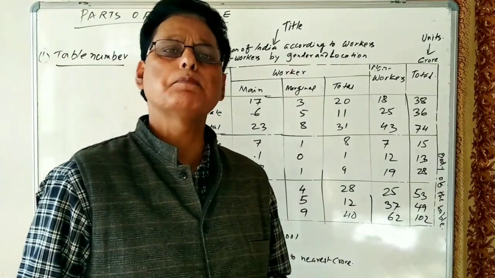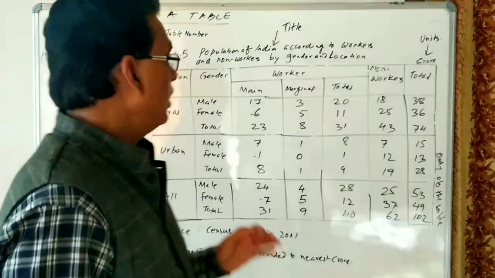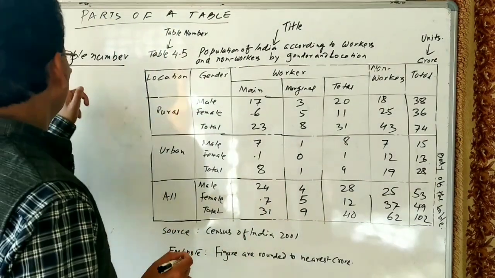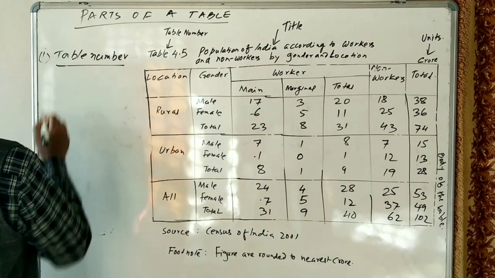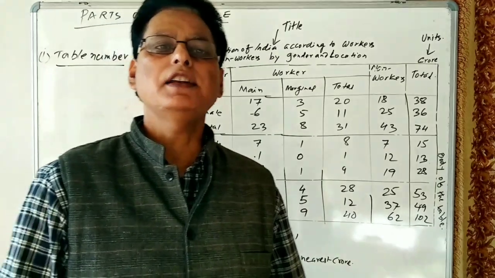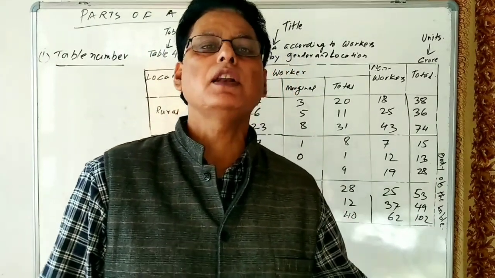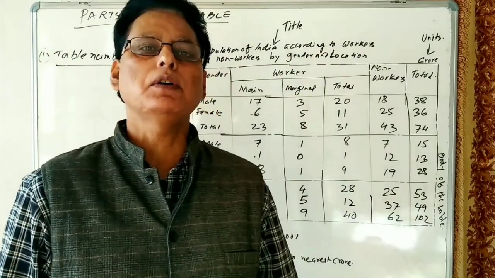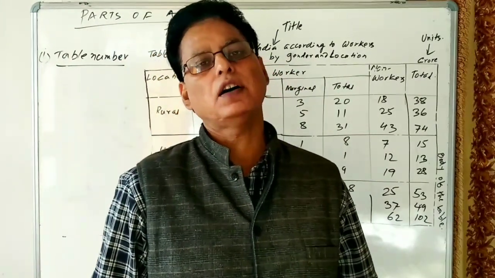Now let us see the different parts of a good table. A good table must have the following parts, and the first one is the table number. A table number is used for identification purposes. If the table number is given, it will be easy to identify the table, and it will be easy to refer to the table.